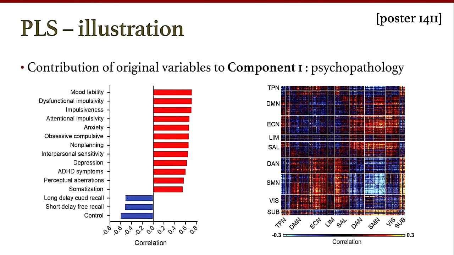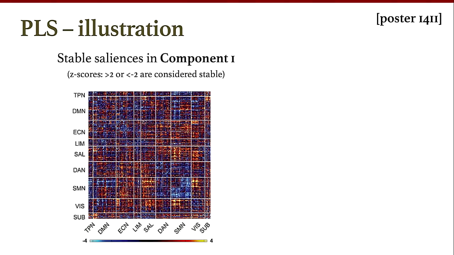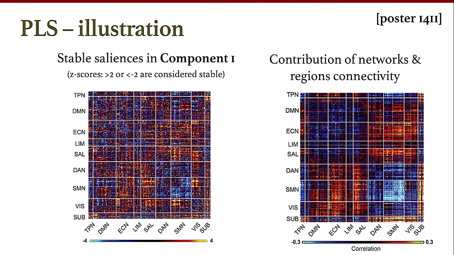So if you have more symptoms, then you will have higher connectivity between your dorsal attentional network and somatomotor network with the subcortical regions, and a lower connectivity within your somatomotor network. And same here for the stable saliences. You see a lot of the connections that are important for this component also have a stable weight.